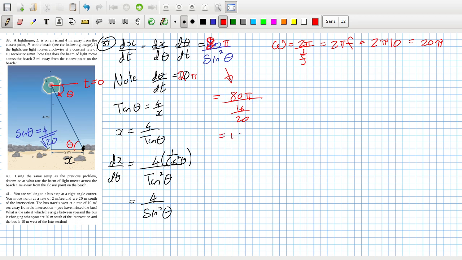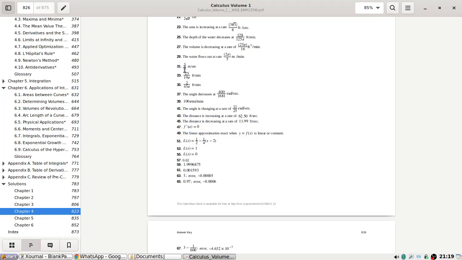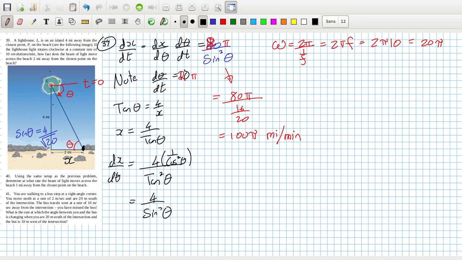Yeah, I'm honestly getting 100 pi miles per minute. I'm actually shocked by how fast that is, but that corresponds with the answer at the back. So there you go. Surprise, surprise.